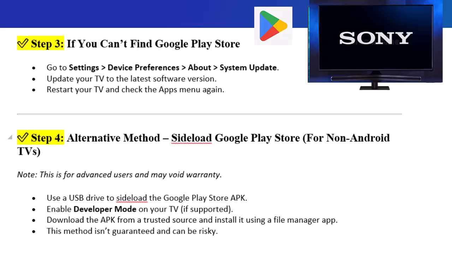Step 4. Alternative method. Sideload Google Play Store for non-Android TVs. Note, this is for advanced users and may void warranty. Use a USB drive to sideload the Google Play Store APK. Enable developer mode on your TV, if supported. Download the APK from a trusted source and install it using a file manager app. This method isn't guaranteed and can be risky.